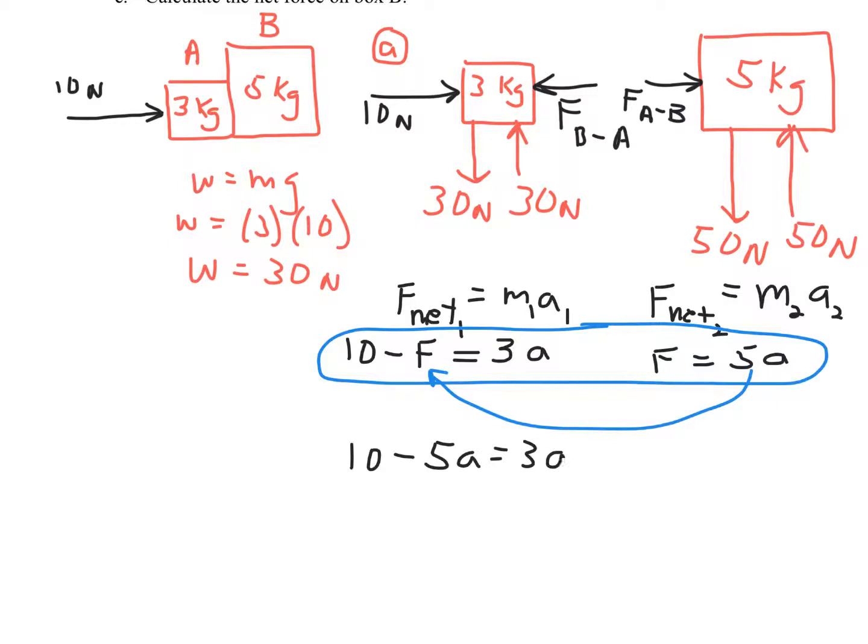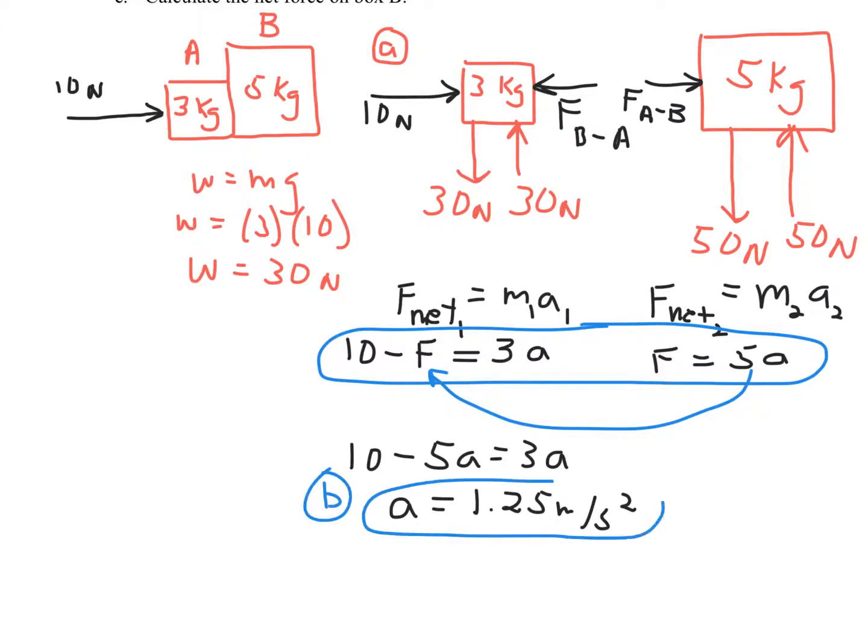It results in 10 minus 5A equals 3A. If you solve that for A, you get 10 equals 8A, or A equals 10 divided by 8, which is 1.25 meters per second squared. Now that I have the acceleration of the boxes, actually that's the acceleration of both boxes, they accelerate together. That's the answer to part B of the problem. The acceleration of each box is that value, and everything else falls in very quickly now.